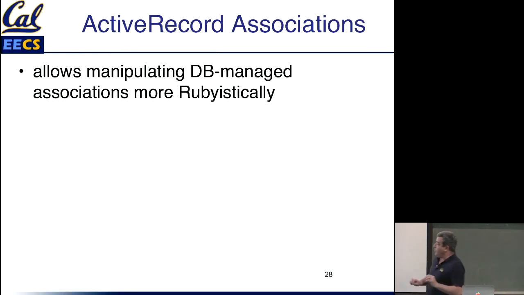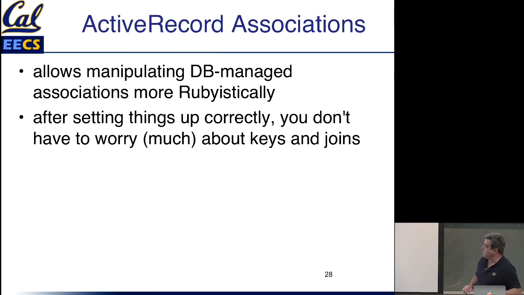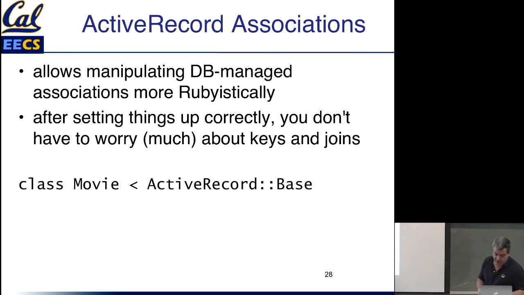So the goal here is to provide a syntax that, if you arrange your tables along the lines of that previous example, gives you a very elegant, Rubyistic notation for managing those associations. And in fact, for the most part, once you've set it up so that the tables have the correct keys, you don't really have to worry too much about it after that. It kind of just works. So here's how it goes.